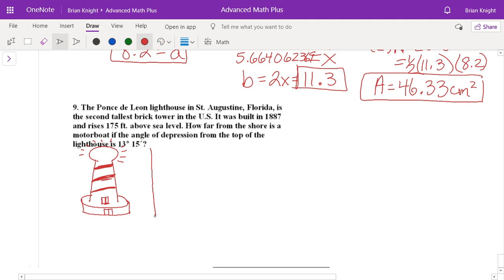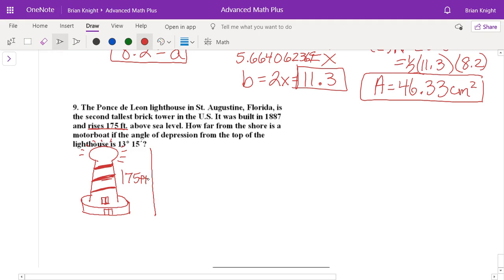How tall did they say my lighthouse was? It says it rises 175 feet. It's the Ponce de Leon lighthouse in St. Augustine, and y'all know St. Augustine, Florida. He landed there. It's the second tallest brick tower in the United States. I did not know that. It was built in 1887. Like we said, it rises 175 feet above the ground, or above sea level.